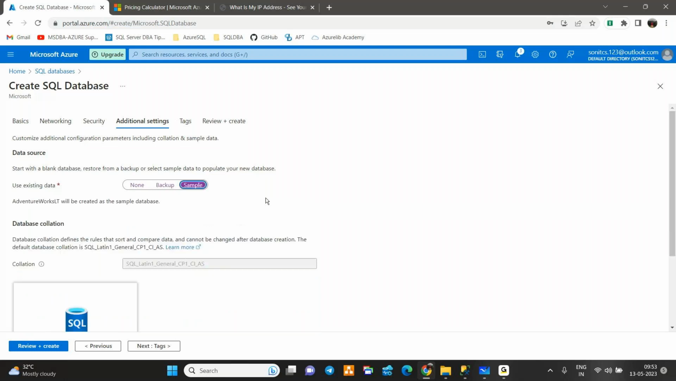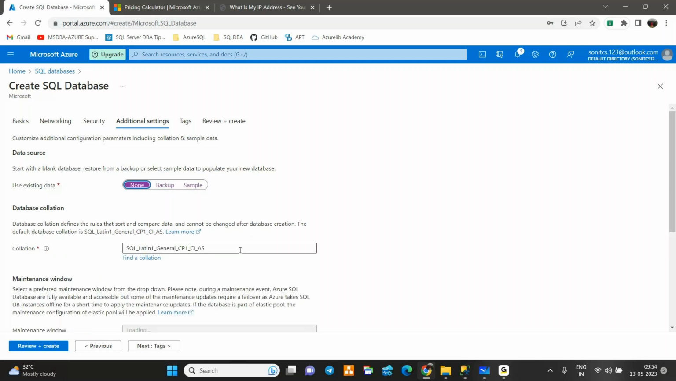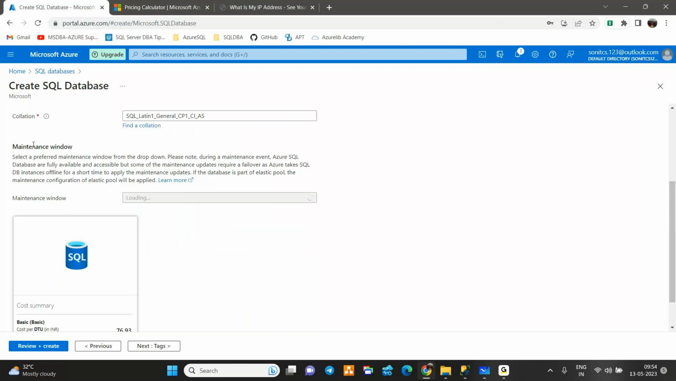But when you go for sample, you will get the default collation, that is a Latin collation. If you go for none, you can change the collation, and you can also go for maintenance. Currently, we will wait for a while.